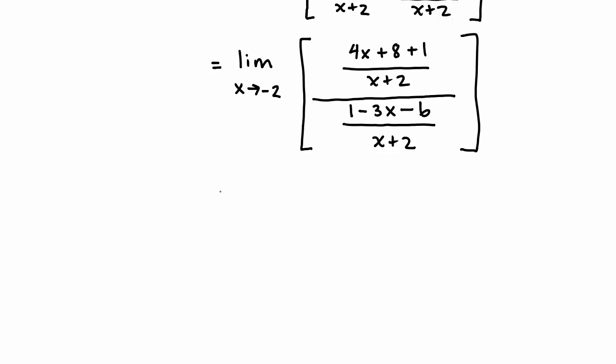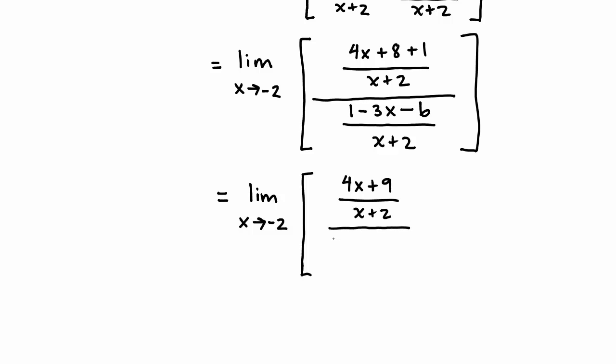We can just clean up a bit more, and then I'll show you how to proceed, how to basically divide that big fraction by another fraction. So we have on the numerator on the top 4x plus 9 over x plus 2. And then the bottom cleans up to, let me write it as minus 3x, and then 1 minus 6 would be minus 5 all over x plus 2. Great. Okay, so now I have a fraction divided by a fraction.